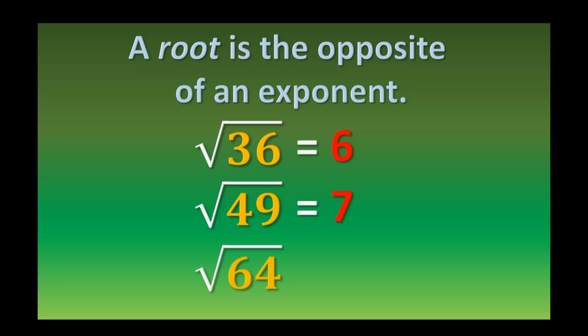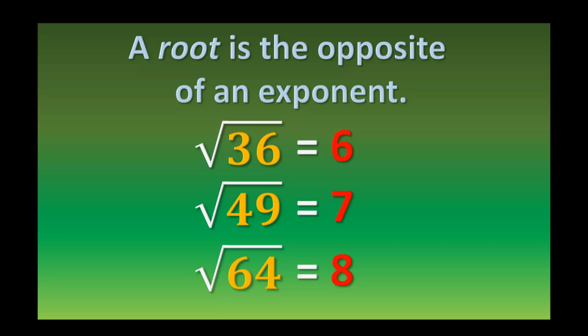The square root of 64, you can probably guess just by the pattern we're seeing, is 8, because 8 times 8 is 64. 8 squared is 64, therefore the square root of 64 is 8. They are opposites to each other.